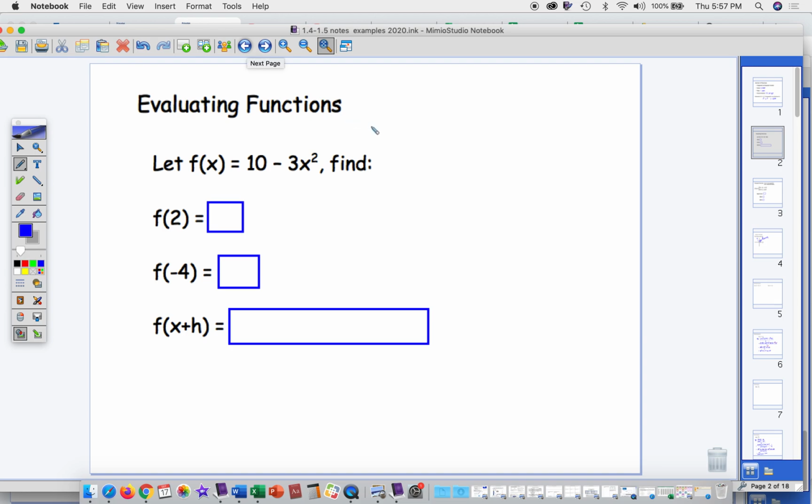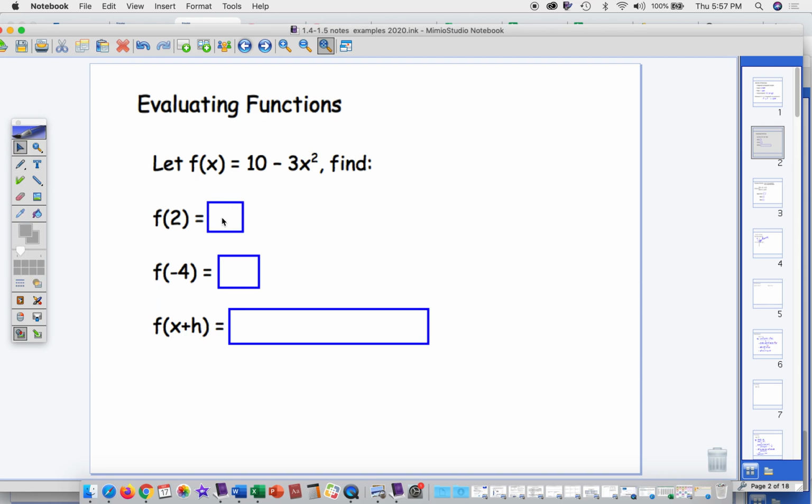Evaluating functions. You should be very familiar with this notation. So I'd like you to find each of these, given f of x is equal to 10 minus 3x squared: find f of 2, f of negative 4, f of x plus h. So pause the video, go ahead and give each of these a try, and then when you come back, I'll show you the answers.